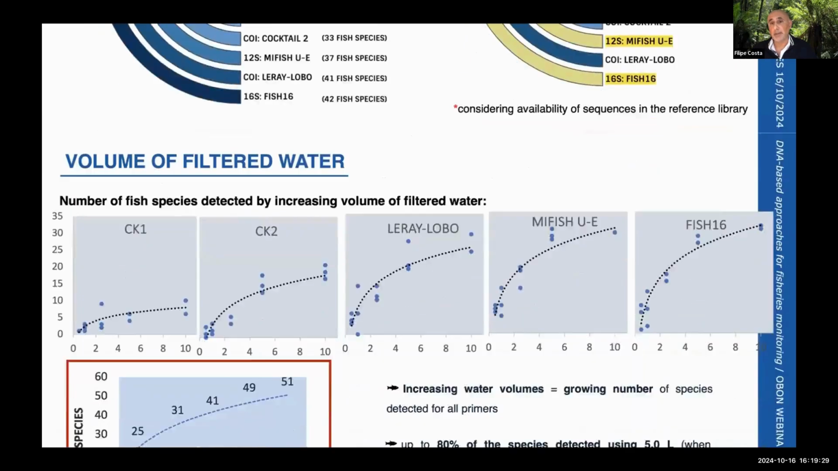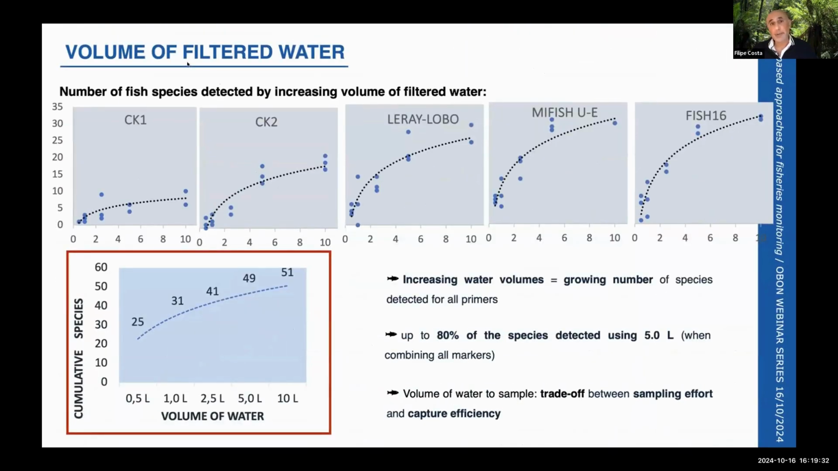And regarding the volume of filtered water, you can see here by these graphs for 5 of the primers that there was a very clear relationship between the volume of water and the cumulative number of species detected. So it really can make a difference on our detection ability, the volume of water we use for filtering. And with 5 liters of water, the maximum we could do was about 80% of the species. So this is something that also has to be taken into consideration during field sampling.